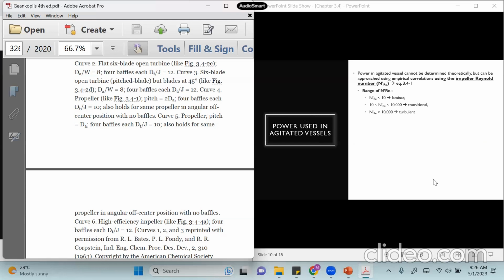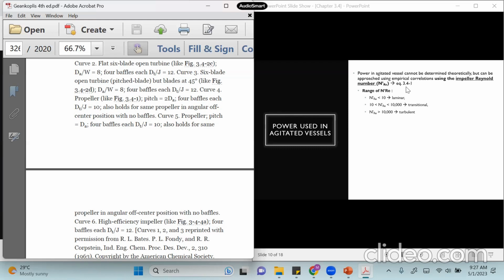Now the next topic is how do we calculate the power in an agitated vessel? The power in an agitated vessel cannot be determined theoretically, but can be approached using an empirical correlation, using the impeller Reynolds number. So we know another Reynolds number. We already know the common Reynolds number, the Reynolds number of the fluidized bed, NRE,F, or NRE,P, the Reynolds number of the packed bed. And now we know the Reynolds number for the impeller, or NRE accent.